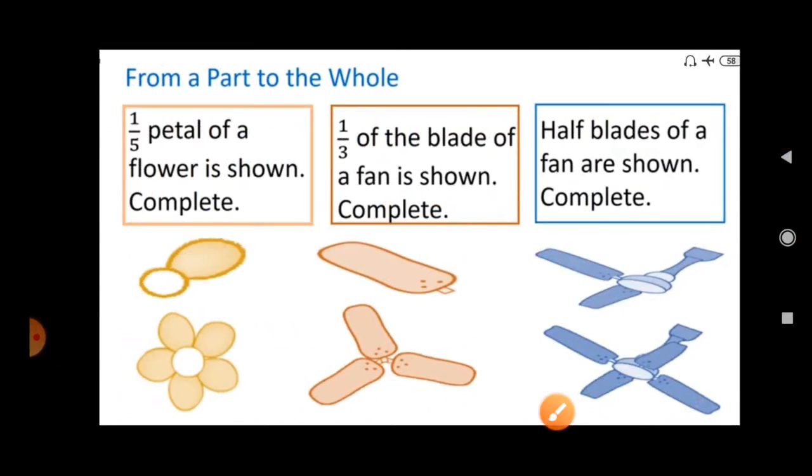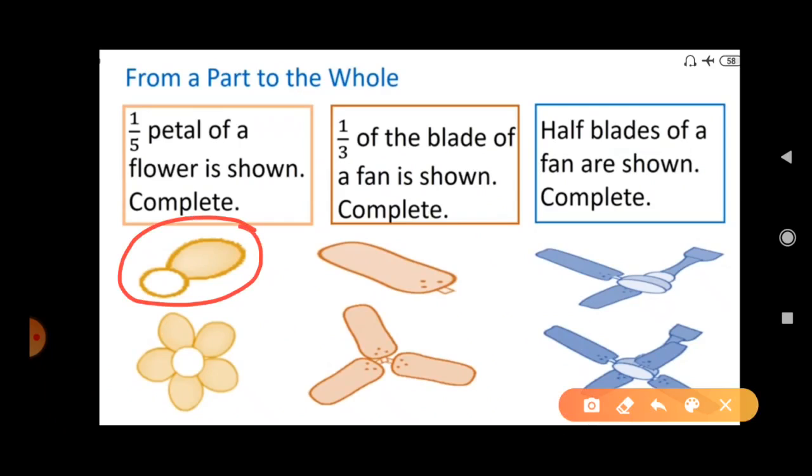Now from a part to the whole. Here first question is 1 upon 5th petal of a flower is shown complete. Here 1 upon 5th petal means out of 5 one petal is given. So we have to draw other 4 petals. So it will become total 5. Here you can see the complete image of a flower.